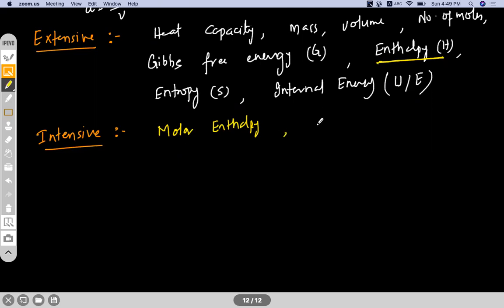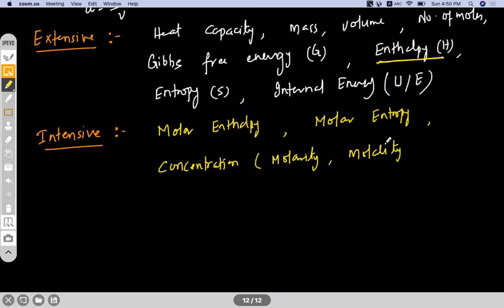Similarly, when you write molar entropy, this also becomes intensive because it is again for one mole. This is one thing that you must keep in mind. Apart from this, all the concentration terms are intensive properties. Concentration, for example, molality, mole fraction, all these are intensive properties, concentration terms. We have already discussed density is intensive, temperature is intensive, pressure is also intensive.